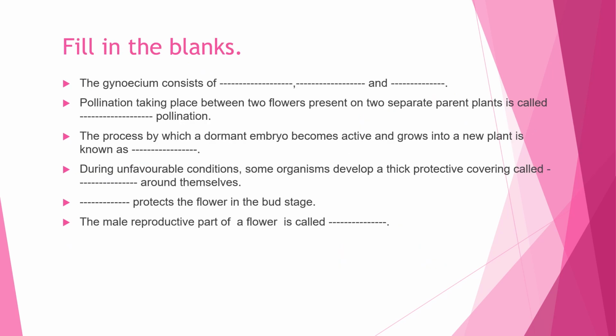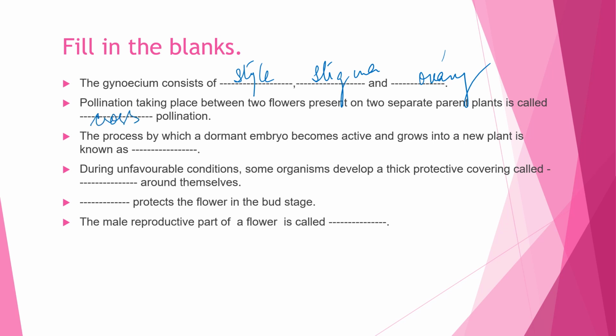Now we are again continuing with fill in the gaps. The gynoecium consists of what three main parts? That is the style, stigma and ovary. Now pollination taking place between two flowers present on two separate parent plants is called, so pollination within the same flowers of the same plant is self-pollination. When it is between two separate plants, that is called cross-pollination.